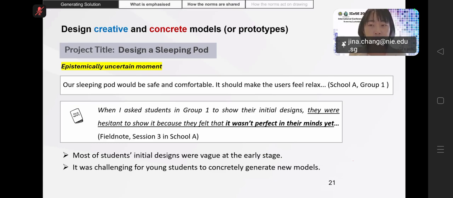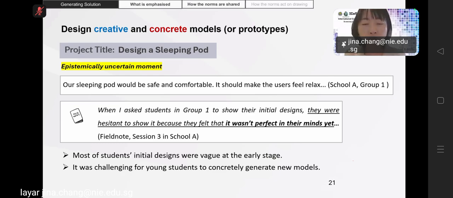Here is an example from the group 1 in school A. So they said that our sleeping pod should be safe and comfortable, and it should be relaxed.